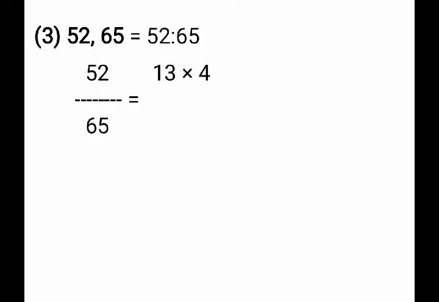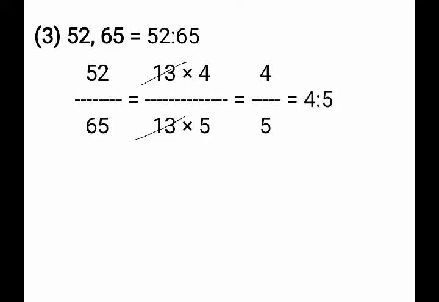13 4s are 52 upon 13 5s are 65. Cancel 13 on numerator and denominator. So what will remain? 4 upon 5. Finally write the ratio form now. That is equal to 4 is to 5. Number which remain, and after getting the answer, you have to write ratio form finally.